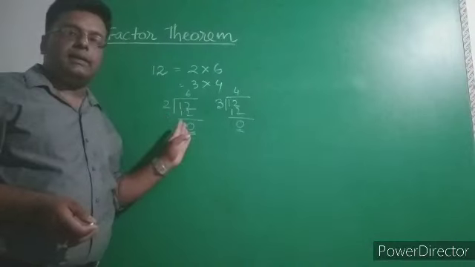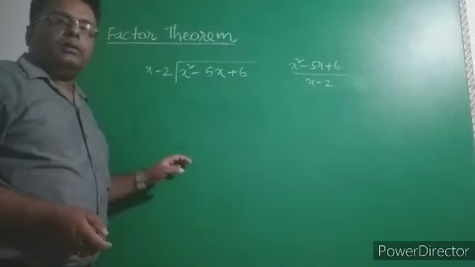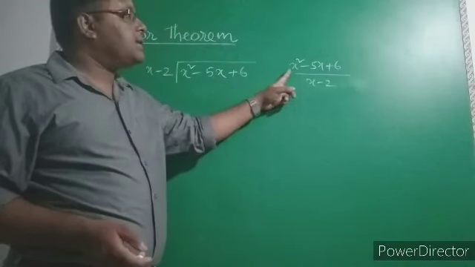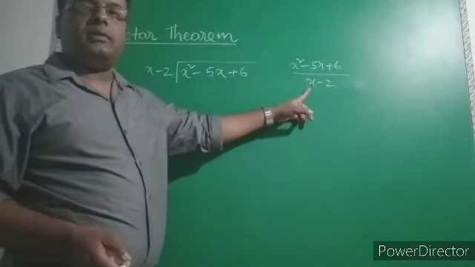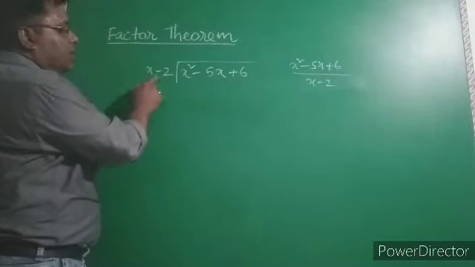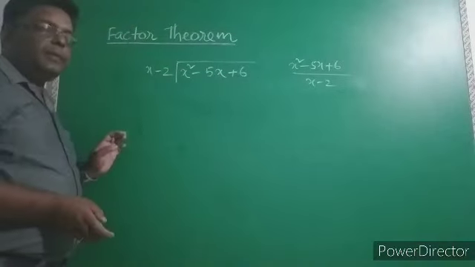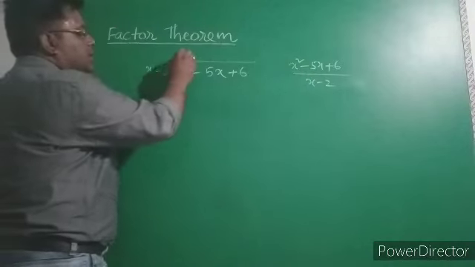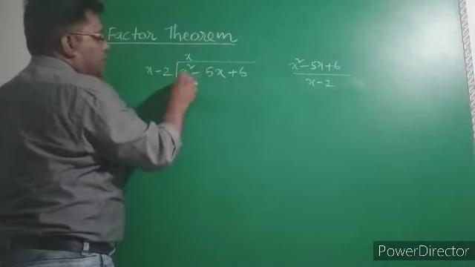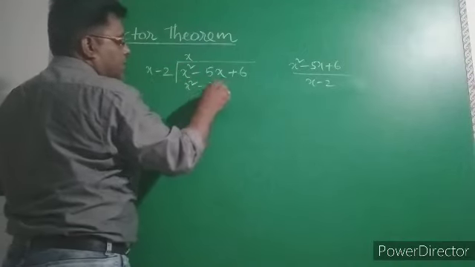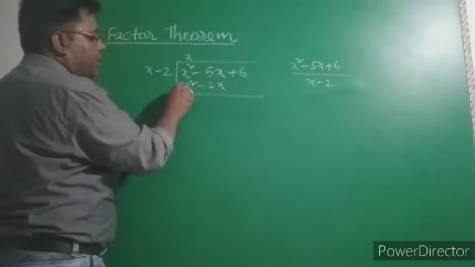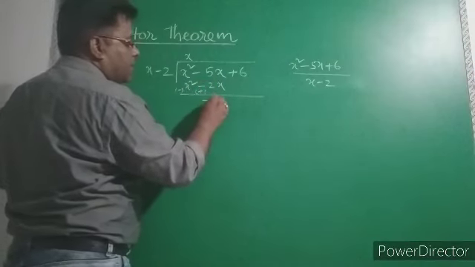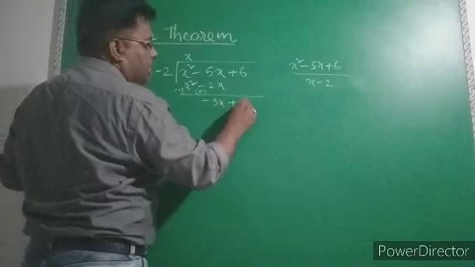Now take this example. We take the polynomial x square minus 5x plus 6 divided by x minus 2. Now see what happens. x square divided by x is x, so x times x minus 2 is x square minus 2x. When you subtract, minus 5x plus 2x becomes minus 3x, plus 6.